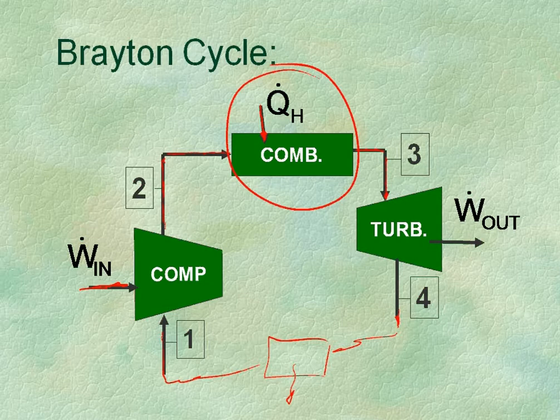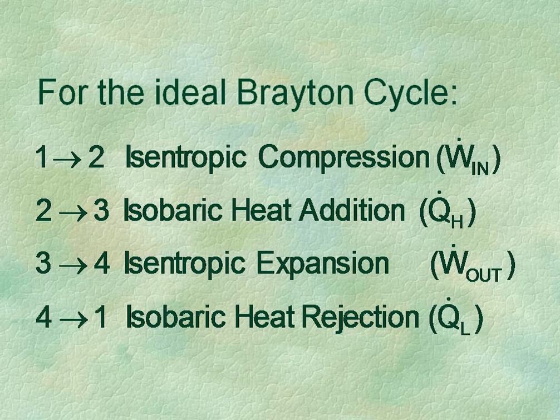That's the Brayton cycle. For the ideal Brayton cycle, steps 1 to 2, we consider that to be an isentropic compression. Steps 2 to 3, isobaric heat addition, meaning constant pressure. 3 to 4, again, you have that ideal expansion or isentropic expansion, an ideal turbine, if you will. And 4 to 1, we have an isobaric heat rejection. Again, you're just rejecting heat to the atmosphere as the air cools down after leaving the process.